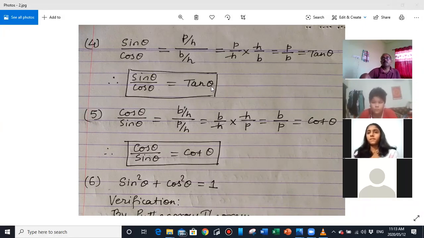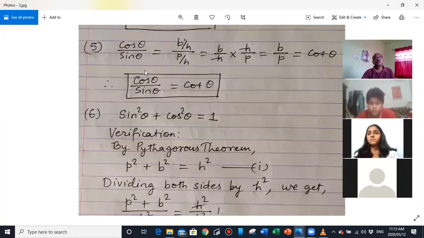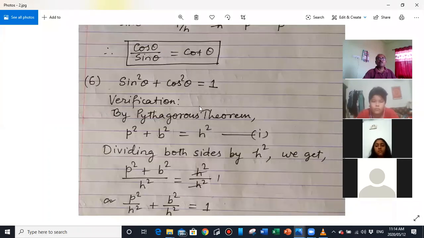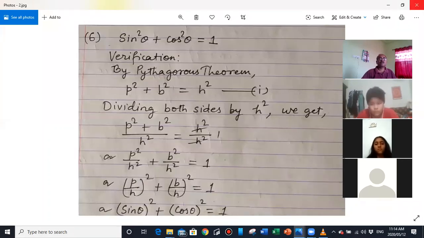Now next, divide cos theta by sin theta. Reverse. Cos theta is b by h, sin theta is p by h. So b by h into h by p. Here also h cancelled, b by p is left. B by p, you know, is cot theta. So what conclusion do we draw? Cos theta by sin theta equals cot theta.